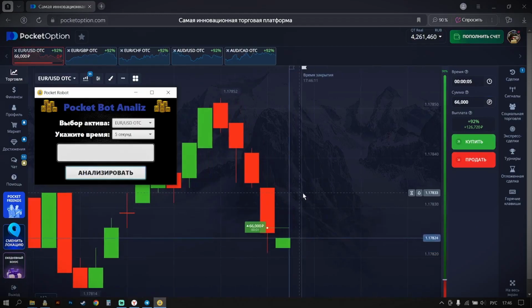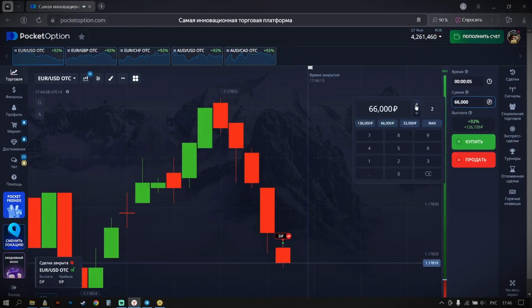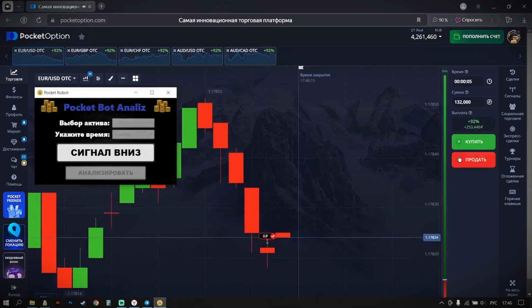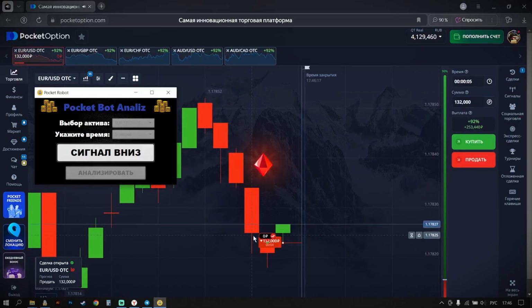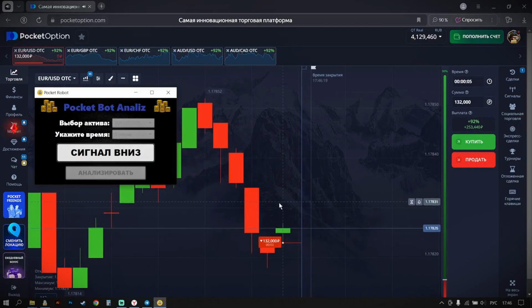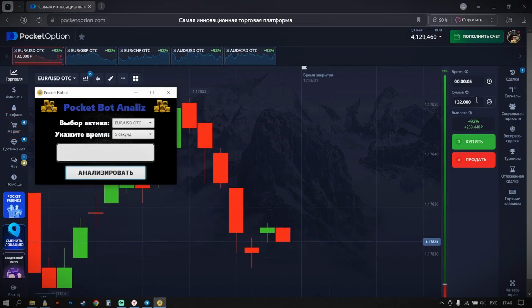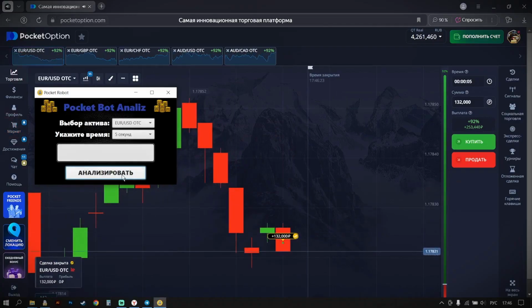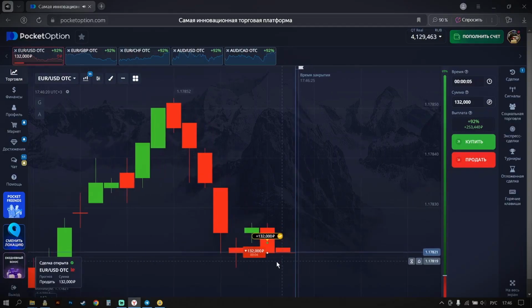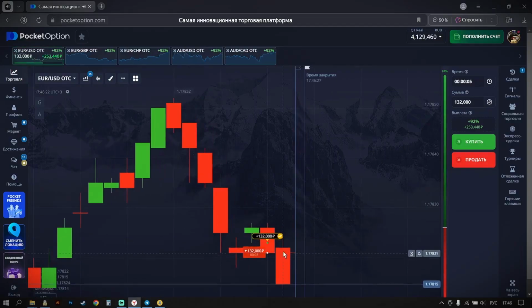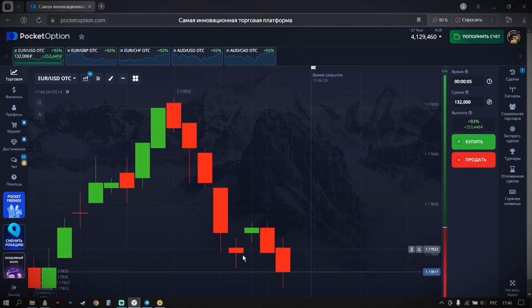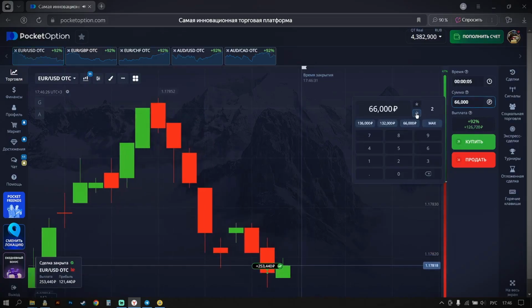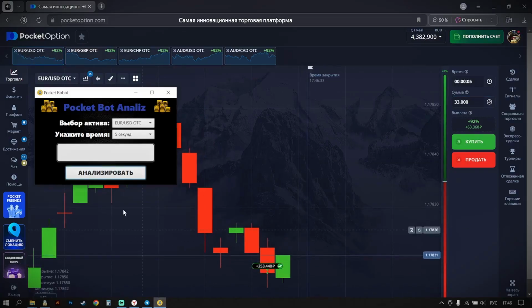Coverage at 66,000 rubles is also a loss. We make a second coverage, signal for a decrease. The trade is open. We are waiting for the result. So what is it? The trade is break even. Didn't earn, didn't lose. Therefore, we open the trade again for the same amount and wait for the result of the trade. Excellent. The cover worked for 33,000.